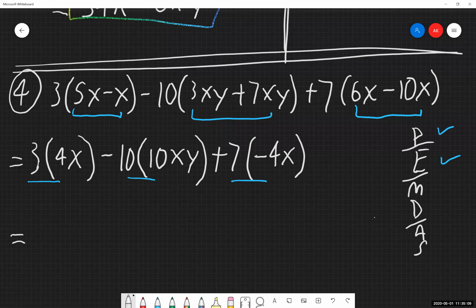3 times 4x, it's going to give me 12x. I have negative 10 times 10xy. So it's going to be negative 100xy. And then for the last one, we have a positive 7 times negative 4x. Positive times a negative is a negative answer. 7 times 4 is going to give me 28.